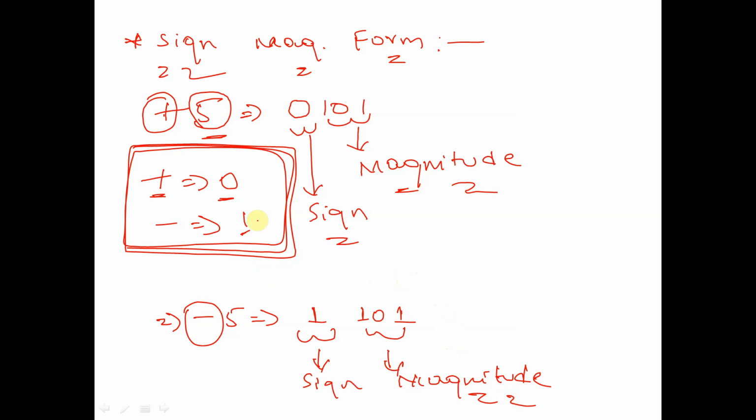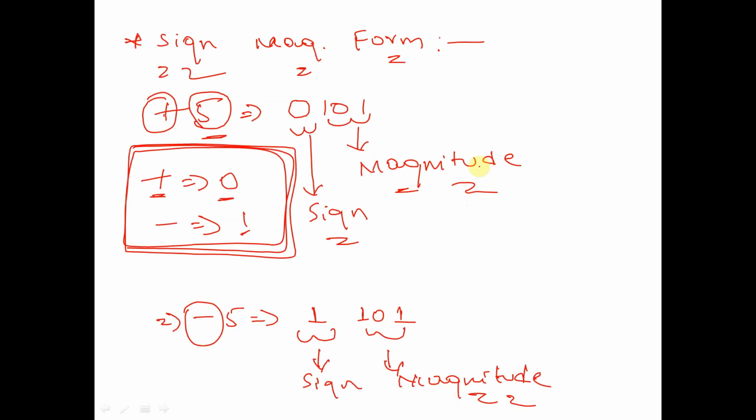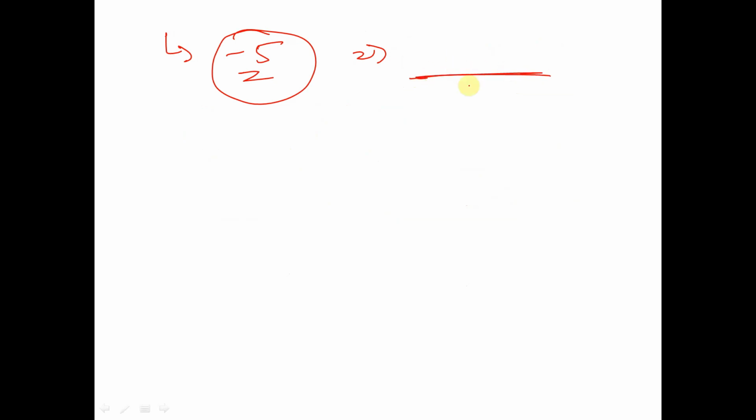This is how the simulator also stores the positive and negative numbers. If we want to store minus 5 in a computer, then the compiler will convert this into binary by converting it into any of the three forms. It will convert it either into sign magnitude form, ones complement or two's complement, and it will store it into the system. So this is the conversion process and it will store it.